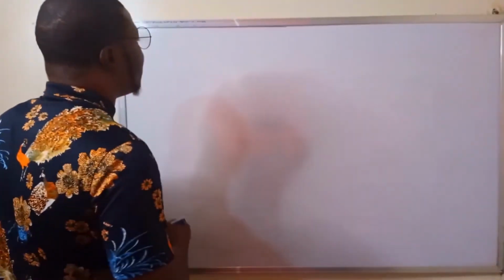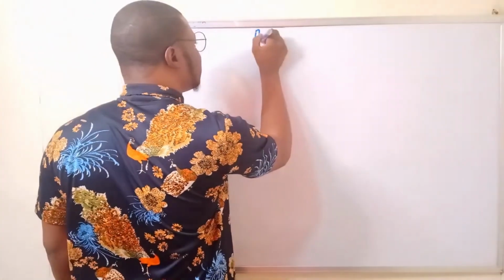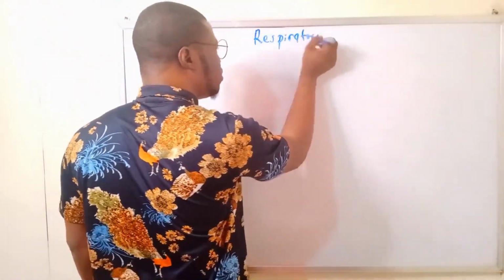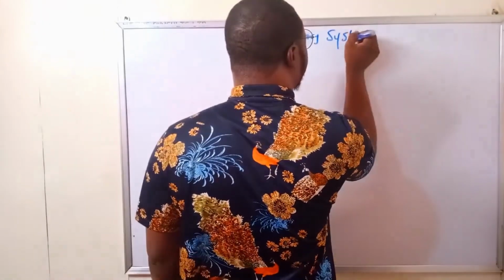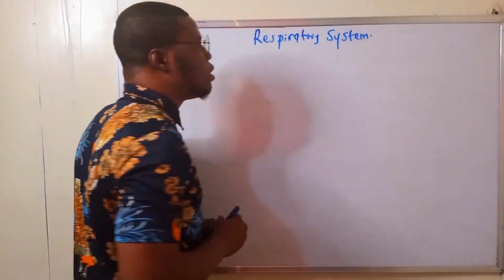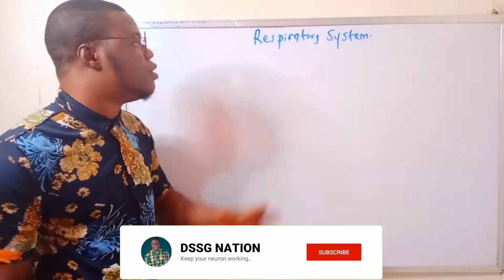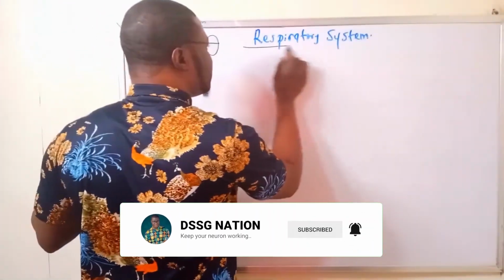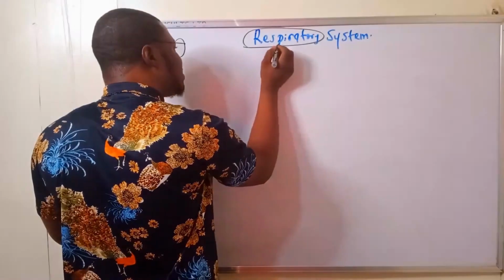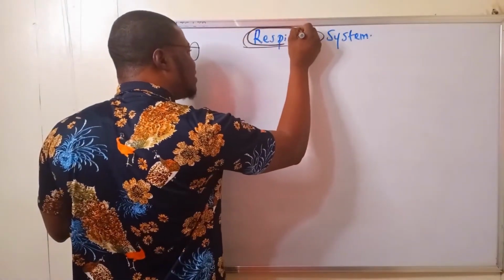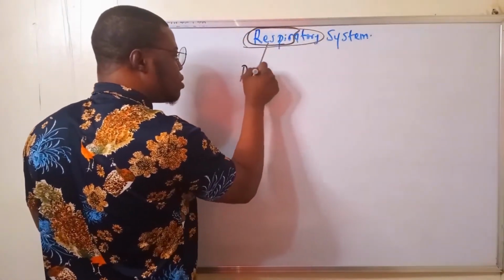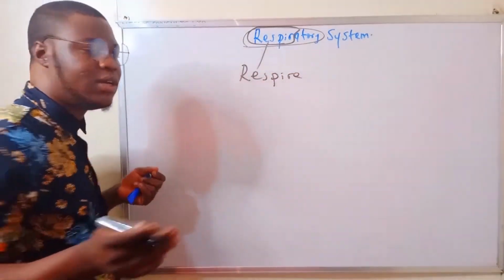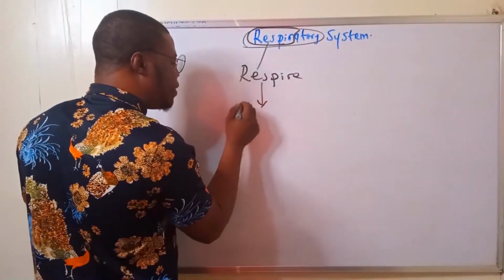Now, talking about the respiratory system. As usual, respiratory system is just from two words. The first one is respiratory, and this respiratory is gotten from the word respire. Res what? Respire. And what is the meaning of respire? Respire means to breathe.